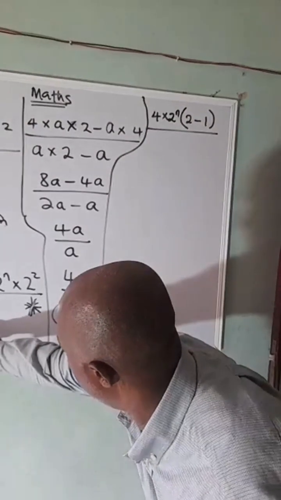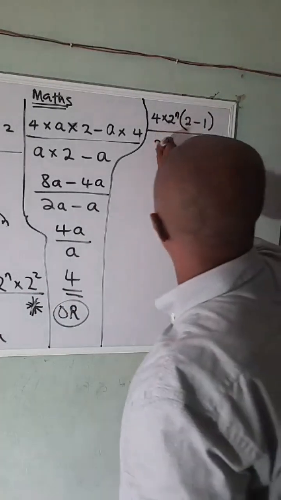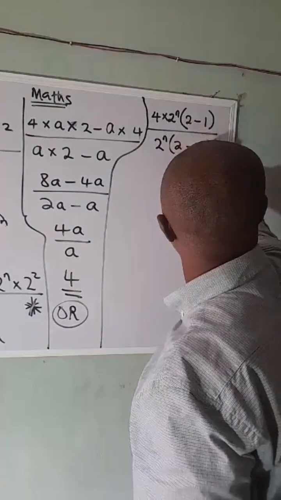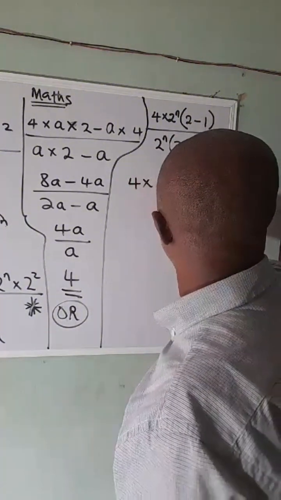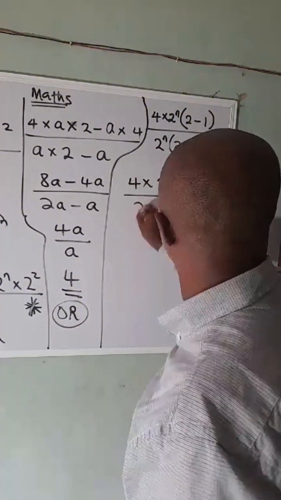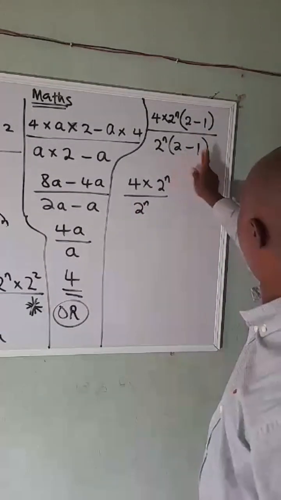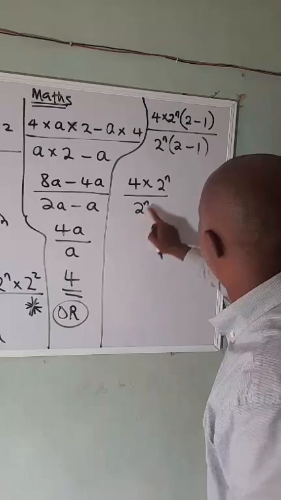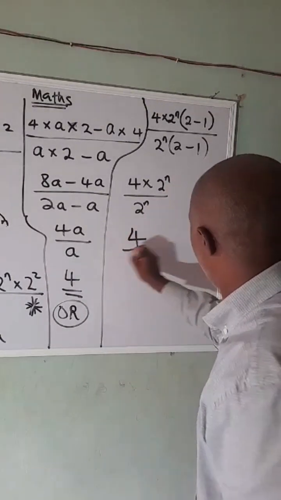Minus is at the middle. What is also common is 2 raised to power what? n. I factorize into 2 minus 1. So it becomes 4 times 2 raised to power n over 2 raised to power n. You will agree with me that 2 minus 1 is 1, 2 minus 1 is 1. Then 2 raised to power n, we'll divide 2 raised to power n, and our result will also be 4.